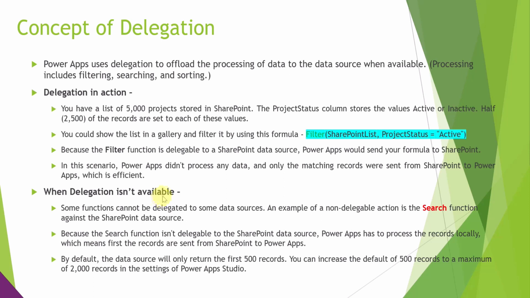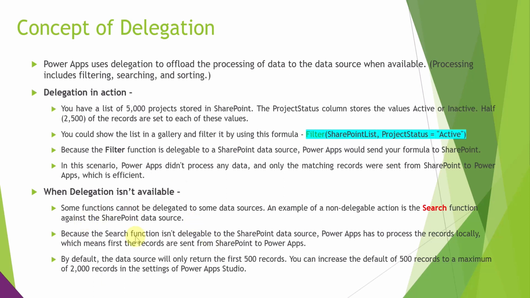Whereas there are some functions or data sources where delegation is not available. For example, a non-delegable function, for example, Search. Search is a function which is not delegable against the SharePoint data source. Since the Search function is not delegable to the SharePoint data source, Power Apps has to do all the processing of the records locally in memory, which means first the records will be sent from SharePoint to Power Apps, and then Power Apps will be doing all the heavy lifting work, which is the processing of the data locally in memory.